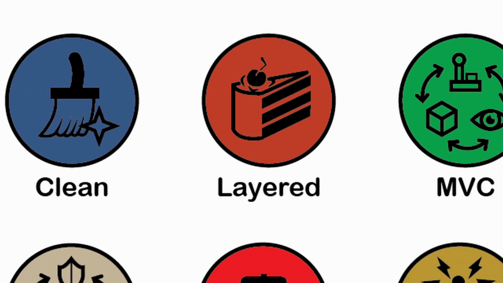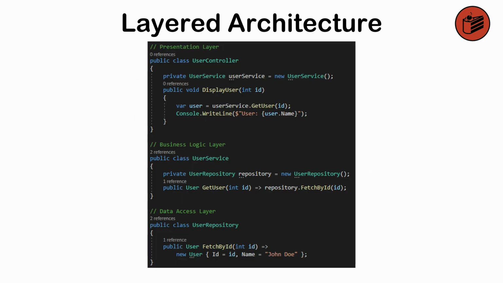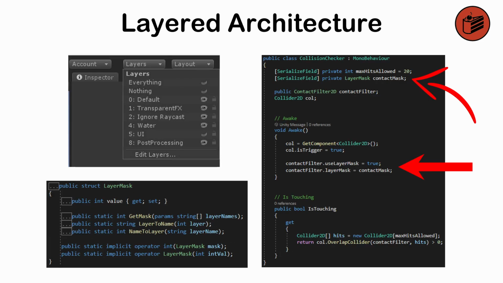Layered or N-tier architecture. A way to divide a system into layers, each responsible for specific functionality, such as presentation, logic, and data access. This pattern is ideal for enforcing separation of concerns, but can lead to inefficiencies and tight coupling between layers if poorly designed.